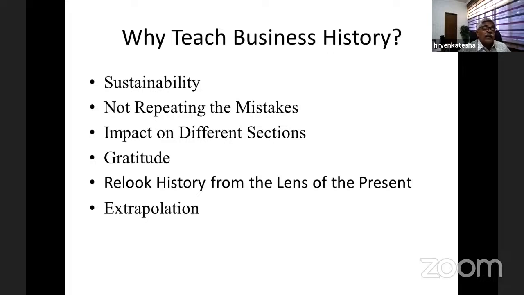If we are not learning lessons from the Singur Nano factory problem in West Bengal, don't you think we are making a mistake? Don't you think, with the many mergers and acquisitions which have gone wrong, if we don't learn lessons from them, we are doing injustice to our students? Therefore, we have to teach business history to our students to ensure that when they become corporate leaders, managers, or entrepreneurs, they will not repeat the mistakes that earlier generations have committed.